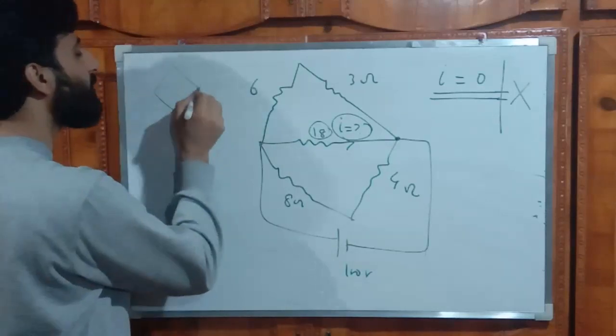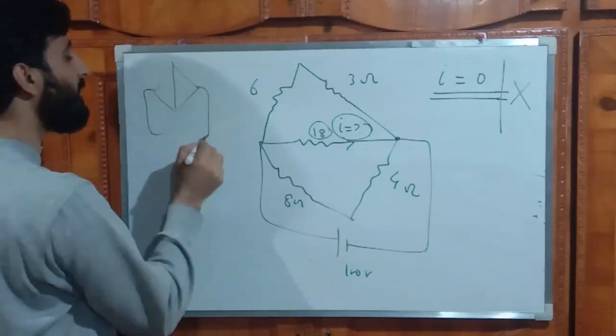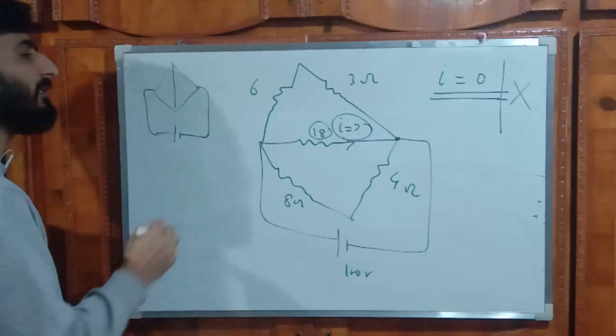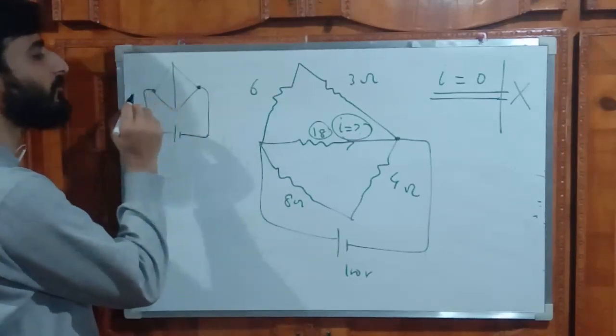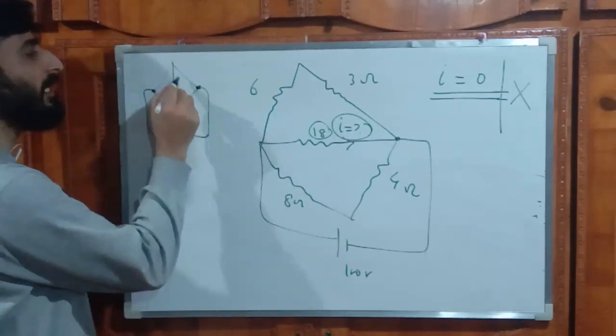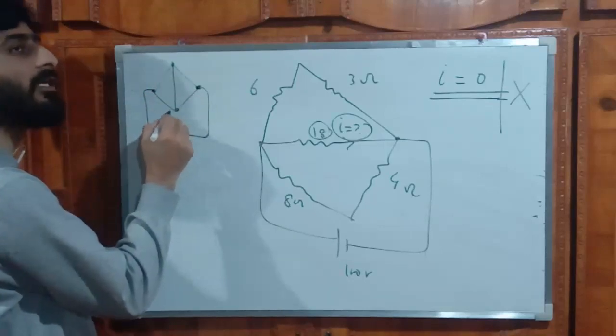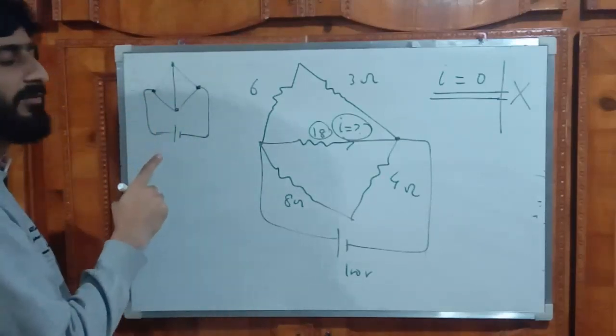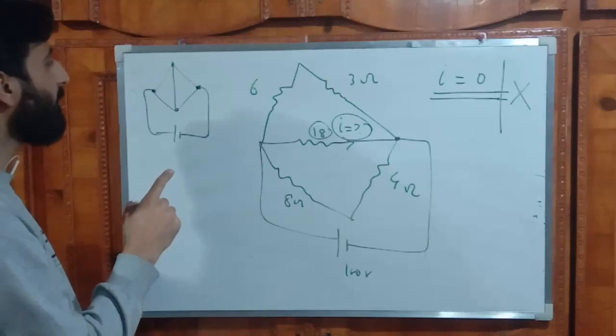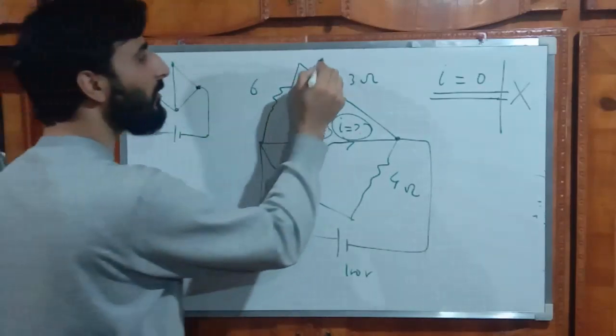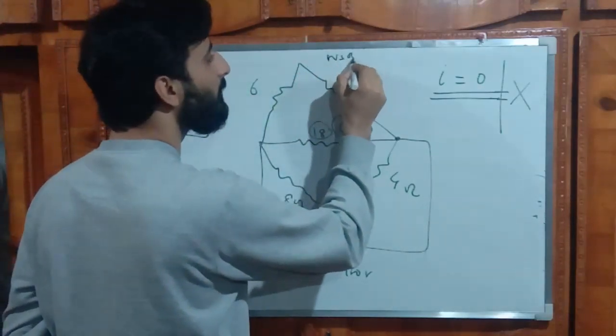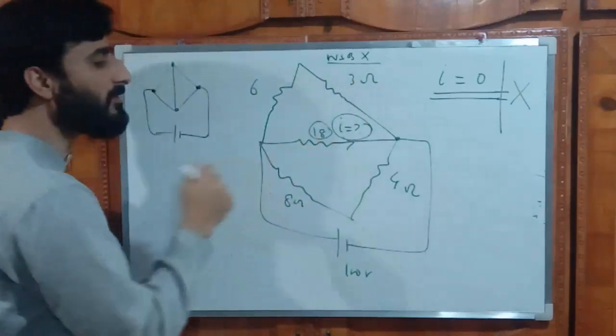A Wheatstone bridge configuration is always like this: the battery is always connected to 2 nodes and the bridging resistor is connected to the other 2 nodes. This is very important. So this is not a Wheatstone bridge. So what is it?